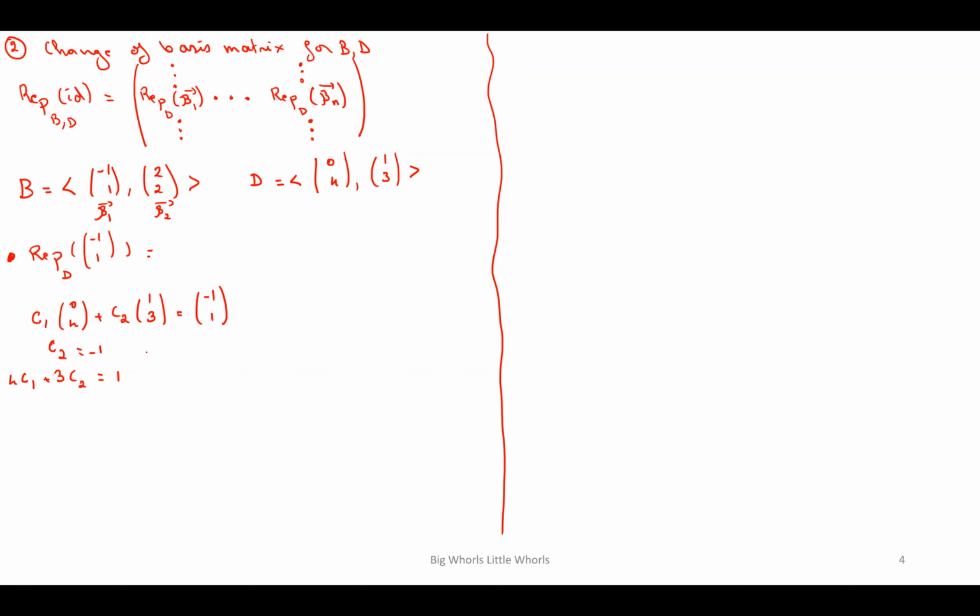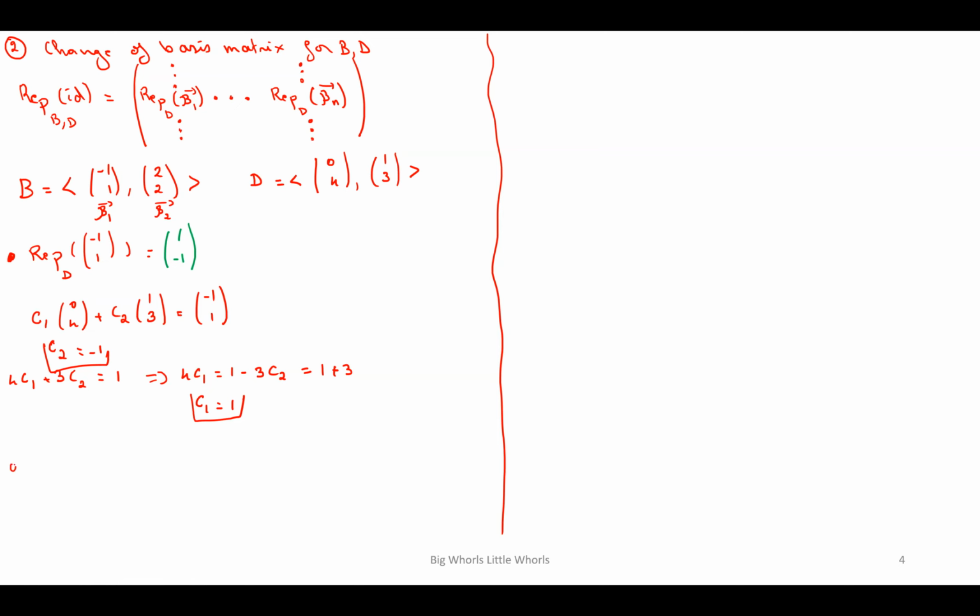So that means 4 times C1 equals 1 minus 3 times C2, which equals 1 plus 3. Okay, so that means C1 equals 4 divided by 4, which is 1. So here C1, C2, this is (1, -1).